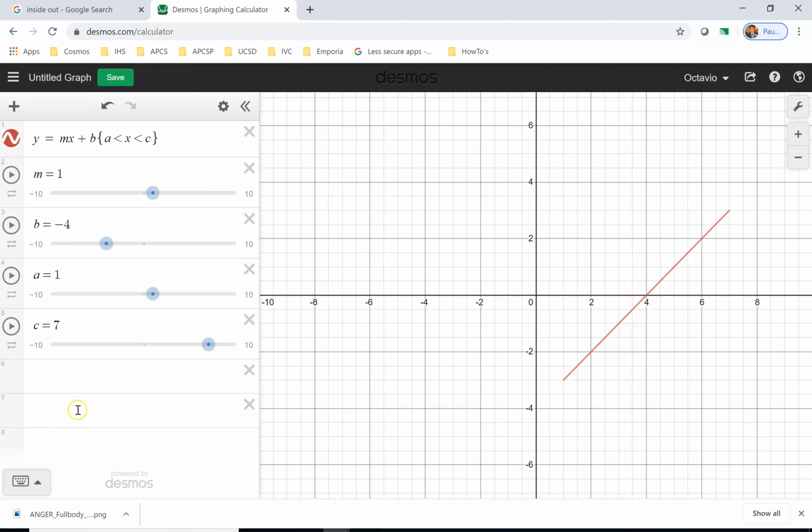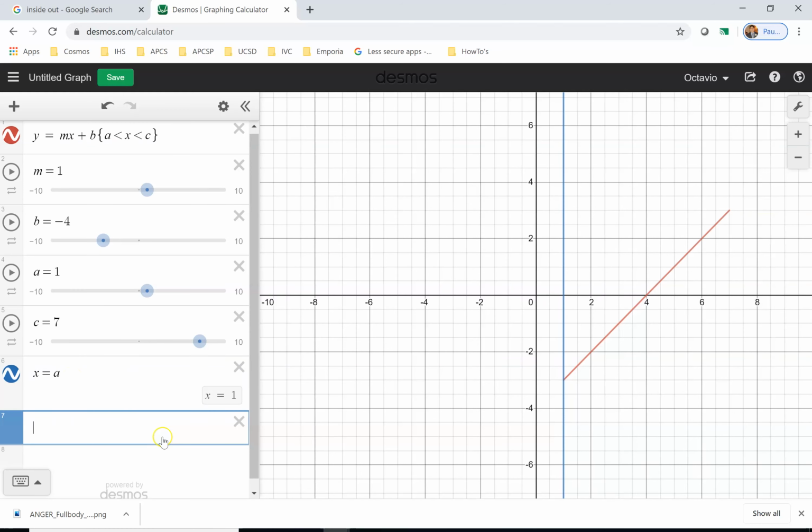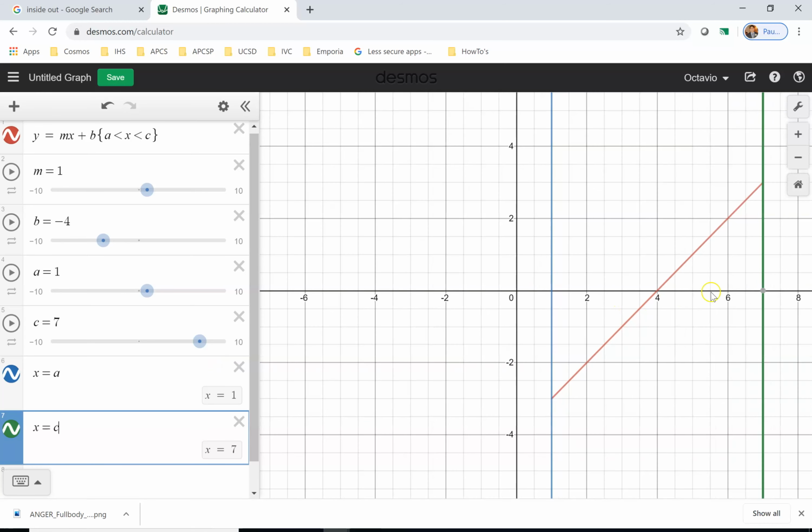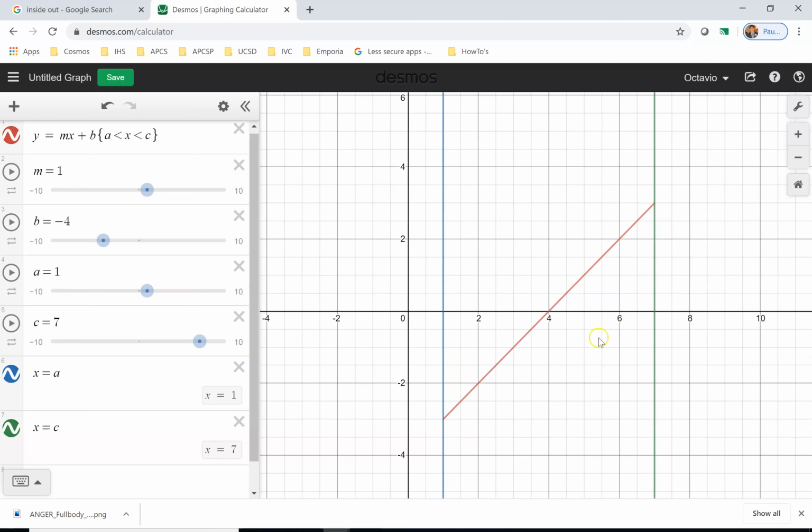Now, to get the full picture here, I'm going to draw 2 vertical lines. How do you draw vertical lines? By the way, vertical lines are lines that go up and down. The way you draw vertical lines is you say x equals. The first vertical line, I want it to equal whatever a is. The second vertical line, I want it to equal whatever c is. And the reason I want to do this is so I can help you picture domain.